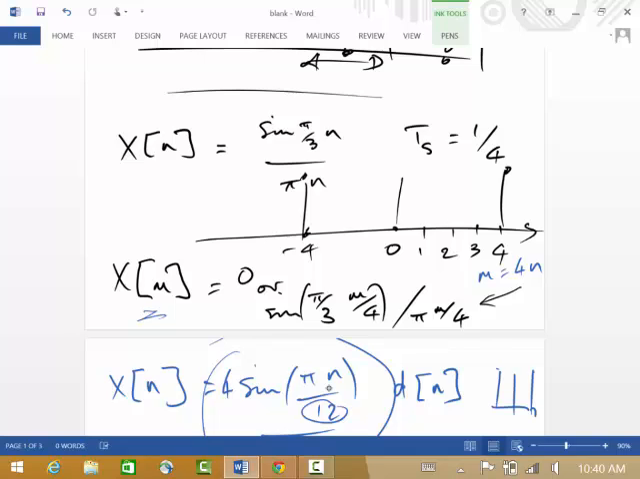Why? Because you're just multiplying it in. Look, if m is 4n, then n is m over 4. That's the substitution I've done.